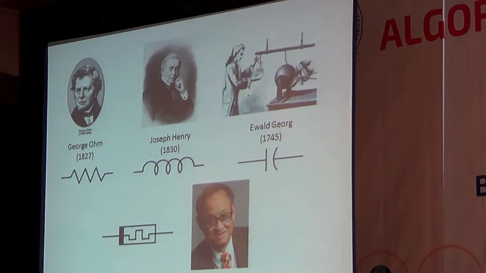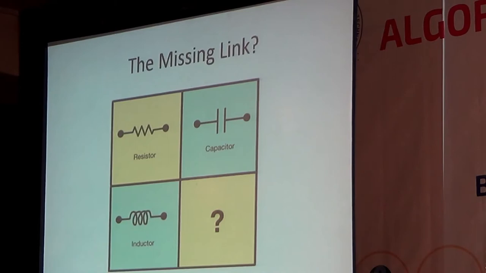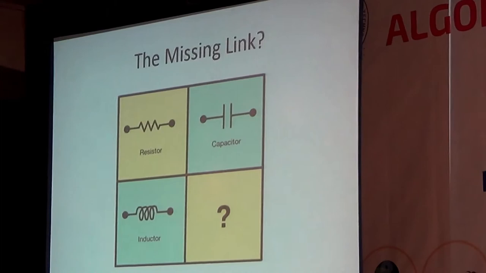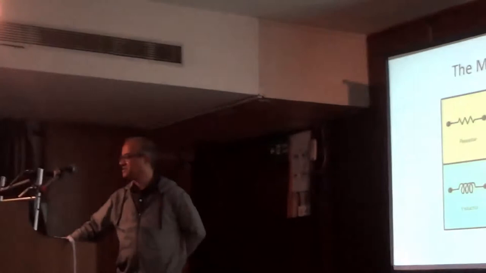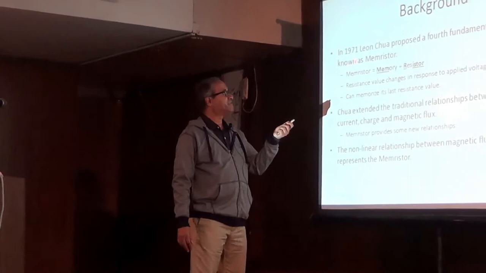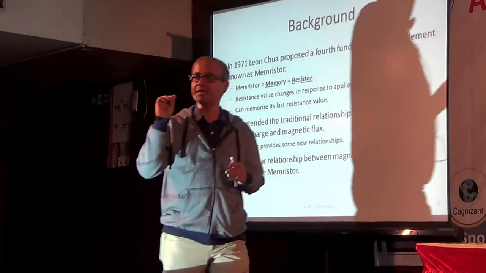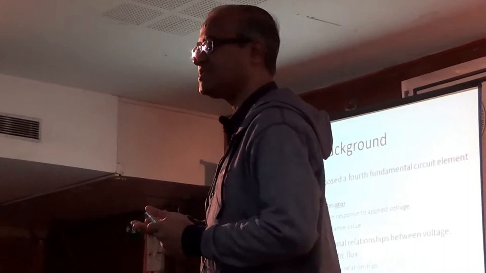Now Chua's first paper was titled Memristor, the Missing Link. So what is this missing link? So we already had these three different circuit components and now we have a fourth. So we shall see shortly where is the missing link, that which was missing and how memristor aims to fill up that blank space. So a little bit of background. As I said, this was not discovered, it was theoretically postulated by Leon Chua. Leon Chua, through theoretical considerations, predicted the existence of a circuit element called memristor.